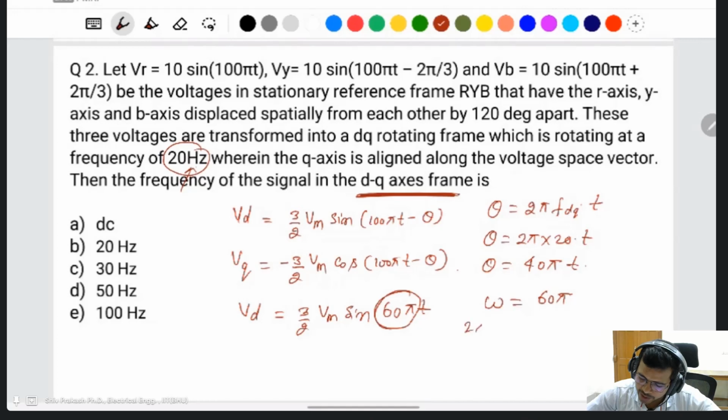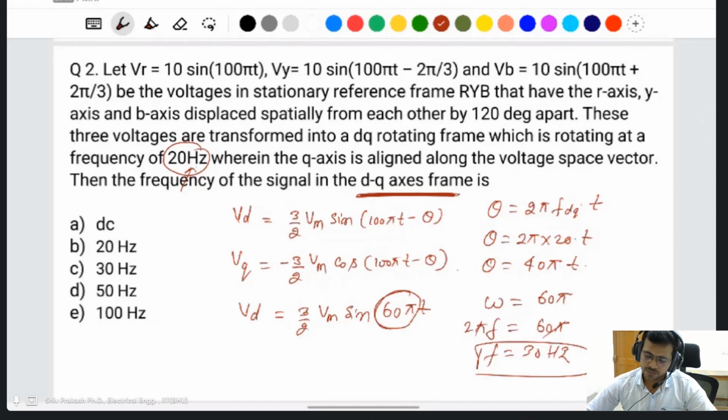Then 2 pi f is equal to 60 pi. Pi will be cancelled out, so f is equal to 30 hertz. This is the C option.